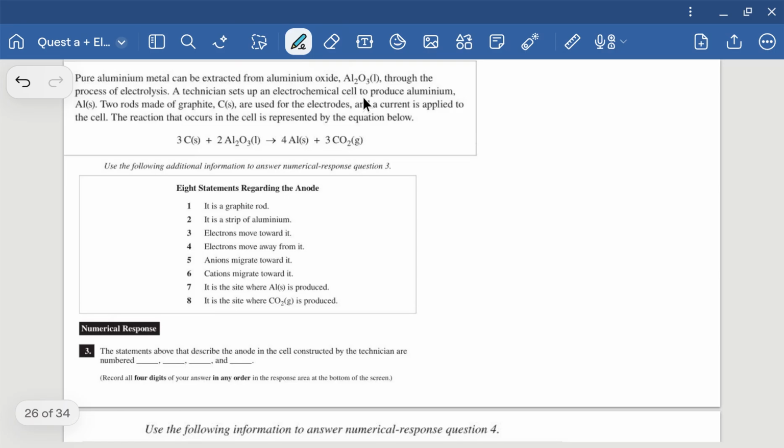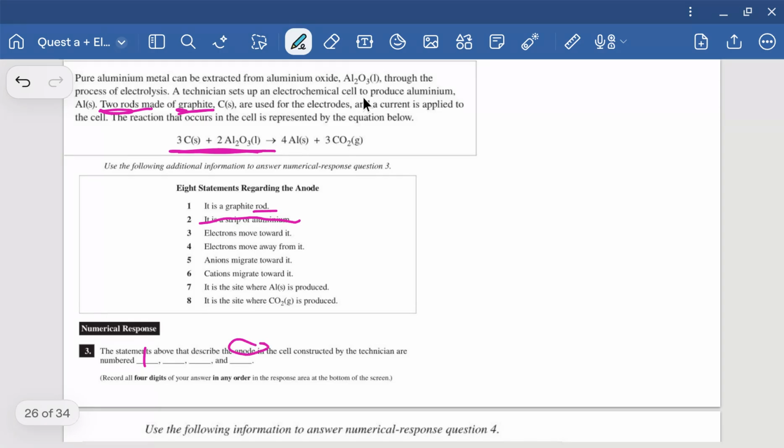We're producing 2 rods. Okay, so looking at what's reacting, we're looking at this side here. We are told that both of the rods are made up of graphite. So when it's asking about which one is the anode, it is definitely going to be number 1, because we definitely are not seeing any strips of aluminum. Aluminum is being produced, but it's not one of our rods. So that's number 1.